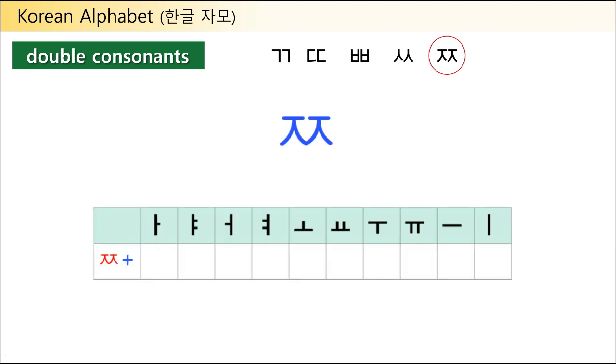Let's combine this consonant with basic vowels to form syllables.